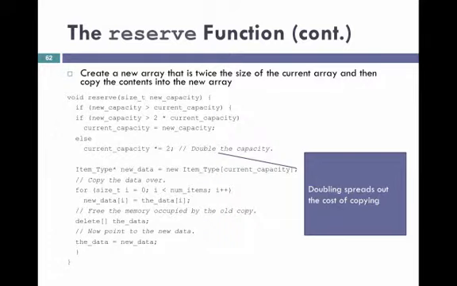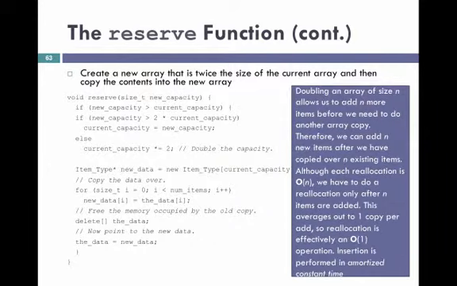So our array starts out a certain size, and by doubling it, so if we have an array that's going to grow very rapidly and continue to grow, by doubling it each time, we reduce the frequency of this copying operation. Doubling an array size of n allows us to add n more items before we need to copy another array. So we can add n items after we've copied over n existing items.